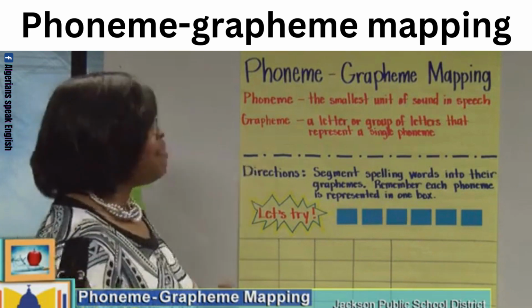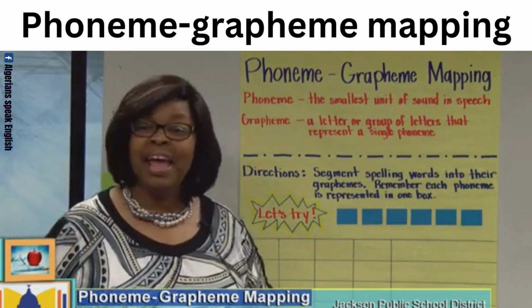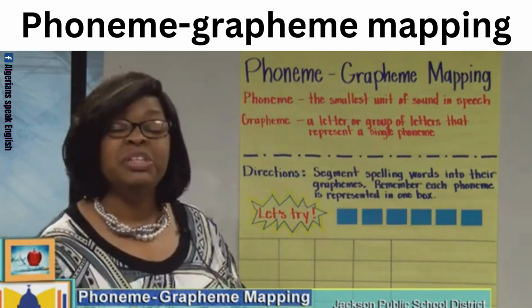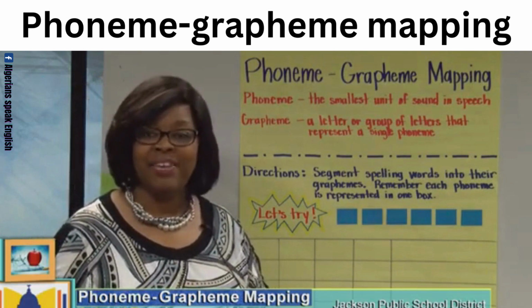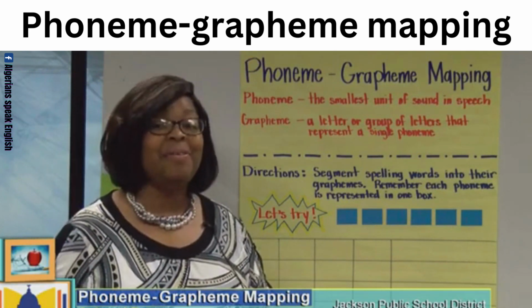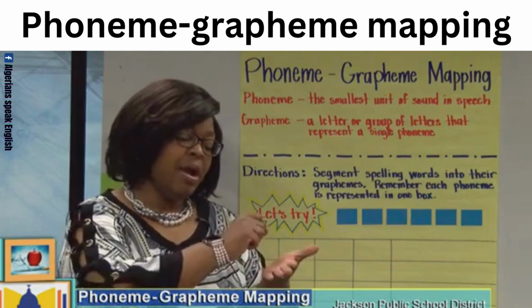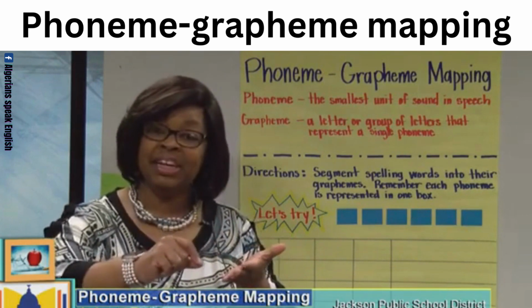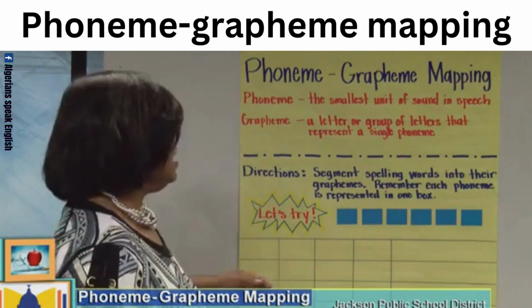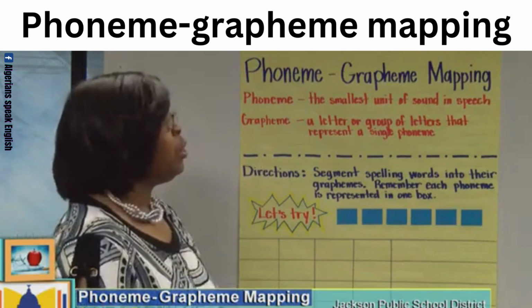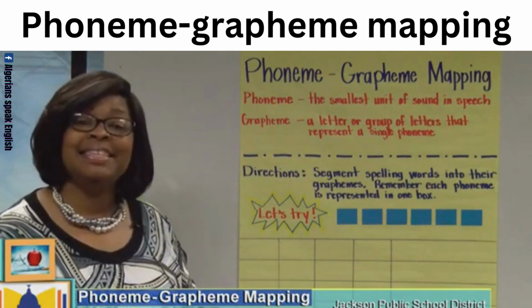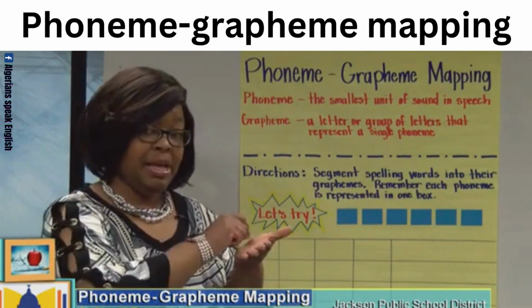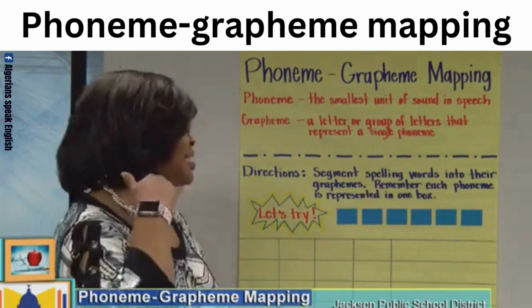So next we have grapheme. Can you say grapheme with me? Grapheme. Great job. Do you hear another word inside of grapheme? Absolutely, graph. So this would be our symbol for graph, as if we're writing, or a written representation of a sound. A grapheme is a letter or group of letters that represent a single phoneme. So phoneme means sound, and grapheme means to write what you heard, or the sound.